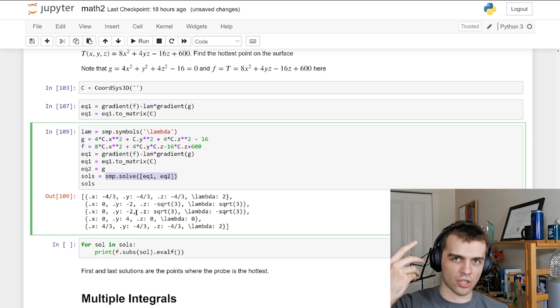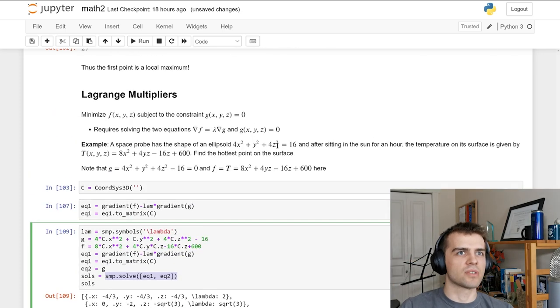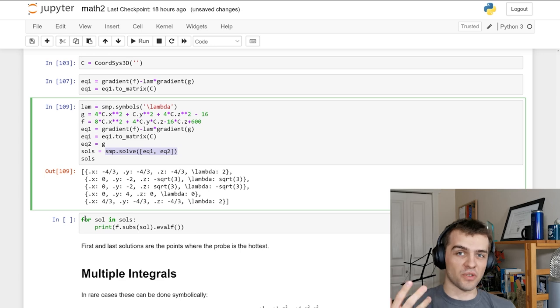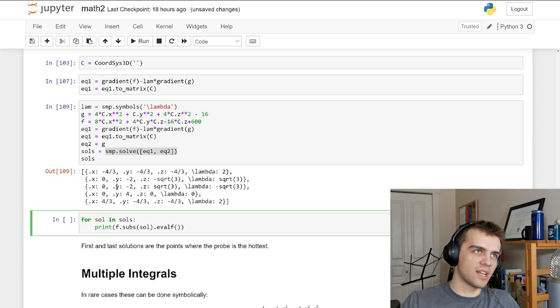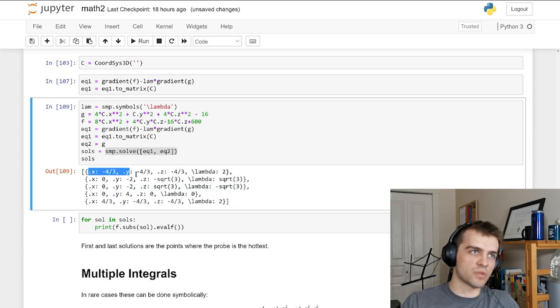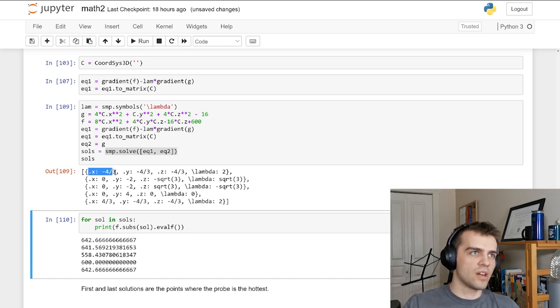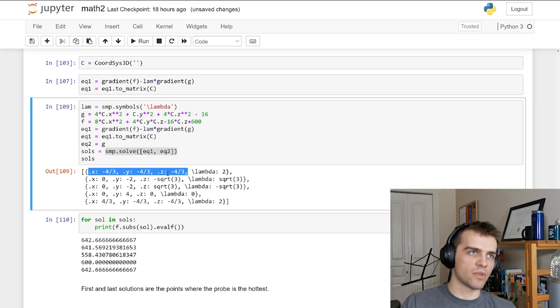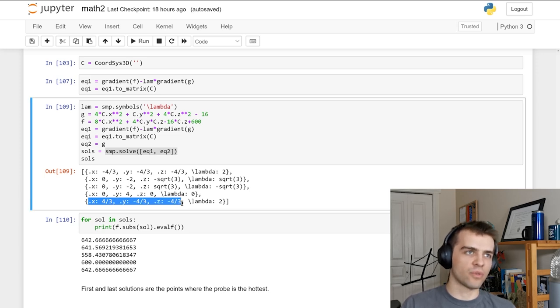And I want to know at which one the temperature is the hottest on my ellipsoid. I think I called it an ellipsoid. Yeah, an ellipsoid. For that, I actually use a for loop here. I know it's rare to see me use a for loop. I loop through all these solutions and substitute in the values of x, y, and z. Remember, this is just a list of all the different extreme points. I want to know which one is the hottest. So I run this for loop and look at the temperatures, and this tells me that the first one, where x equals minus 4 over 3, y is minus 4 over 3, z is minus 4 over 3, and the last one, where x is 4 over 3, y is negative 4 over 3, z is negative 4 over 3, are the ones that correspond to the hottest points on the ellipsoid.